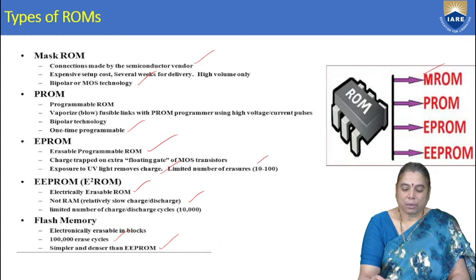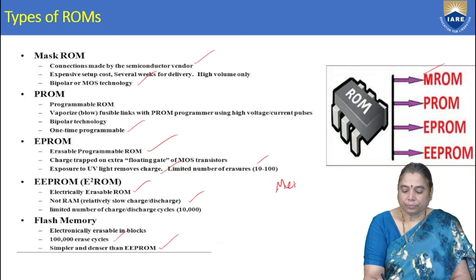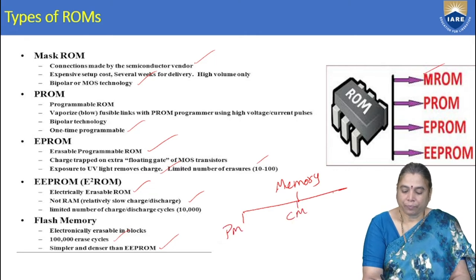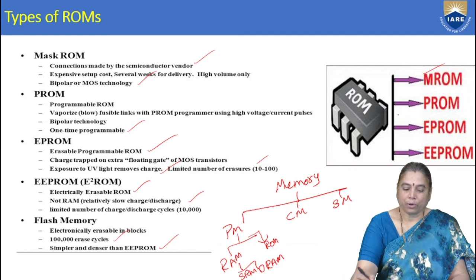In the memory hierarchy, we are majorly discussing three varieties: primary memory, cache memory, and secondary memory. In the primary memory, we have two varieties. One is RAM. Under RAM, we have SRAM and DRAM. Next, under ROM, we have the varieties MROM, PROM, EPROM, E2PROM and flash memories. So, this category and its features we completed.